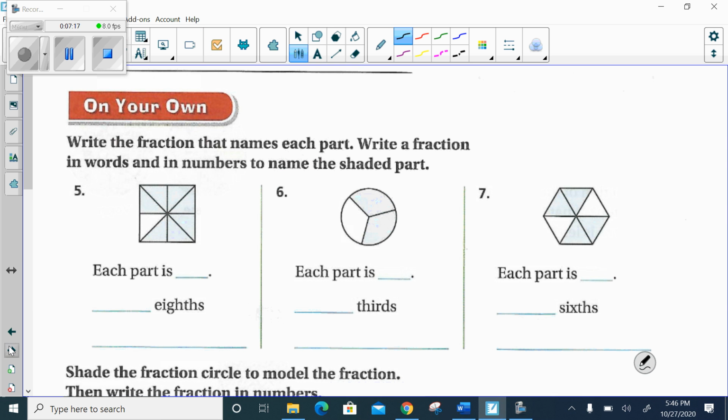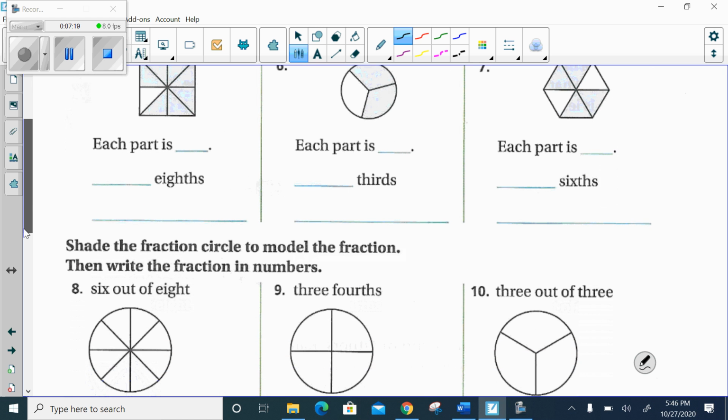On your own. Each part is 1, 2, 3, 4, 5, 6, 7, 8. 8. Okay. How many 8s are shaded? 1, 2, 3, 4, 5, 6, 7. 7 8s. So we have 7 8s.